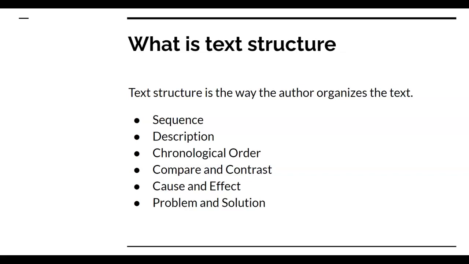Compare and contrast is one that I'm sure you've heard of before. Compare and contrast tells how 2 or more things are the same or different. Cause and effect is when you have one thing described and then it explains what that leads to. So what happened and what occurred because of it. And then the last one is problem and solution. This is another one that's pretty self-explanatory. With problem and solution, it's going to present a problem and then give you possible solutions to that problem.